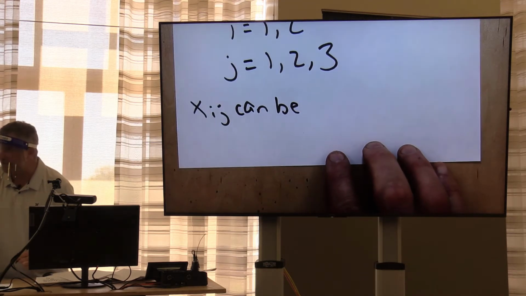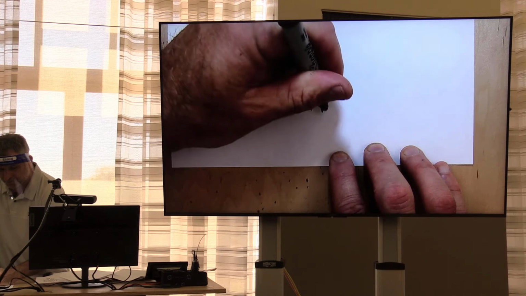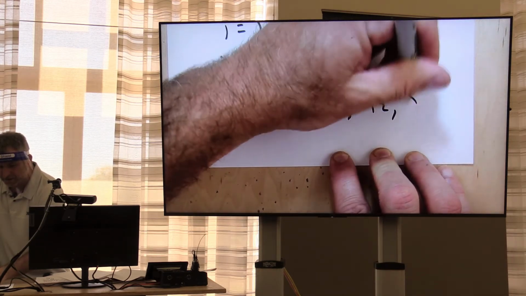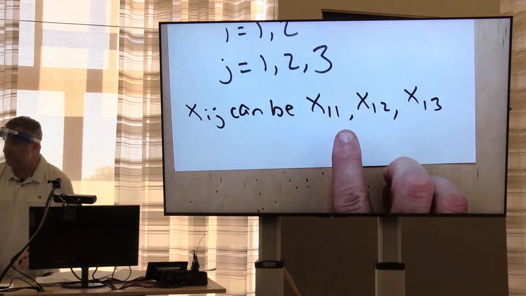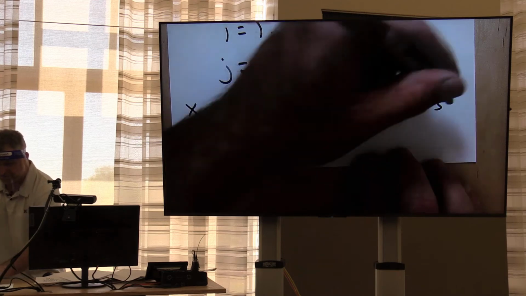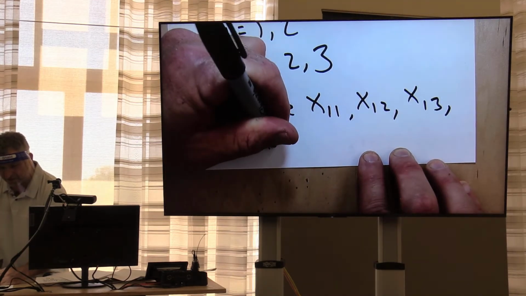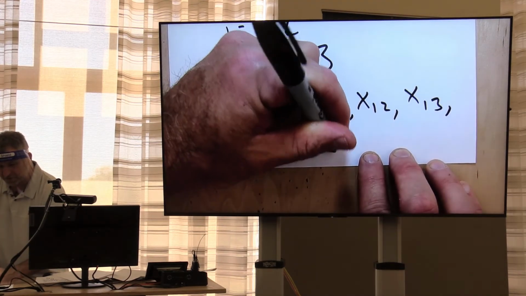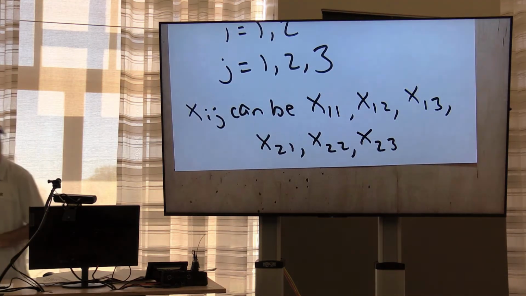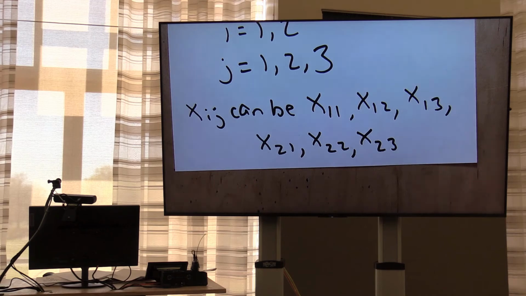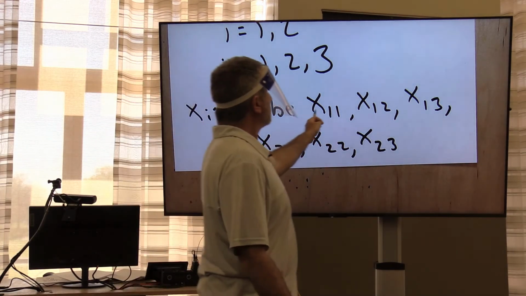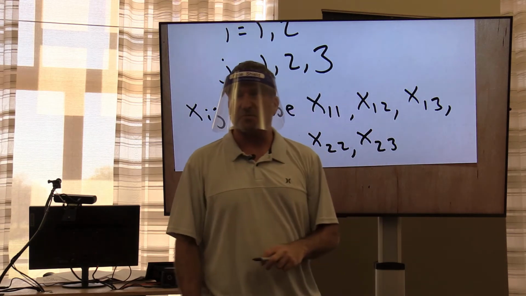So what we're choosing, the XIJs can be X11, X12, X13. So supply site 1 to region 1, supply site 1 to region 2, supply site 1 to region 3. We could go supply site 2 to region 1, supply site 2 to region 2, supply site 2 to region 3. So when we make that spreadsheet and we have that one row of decision variables, there's going to be these 6 variables there.